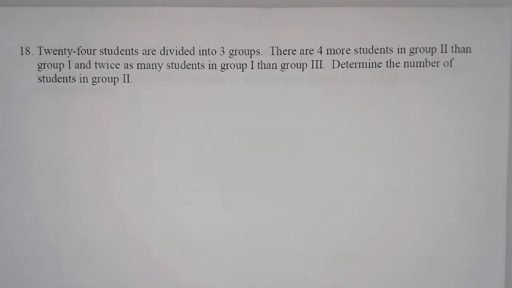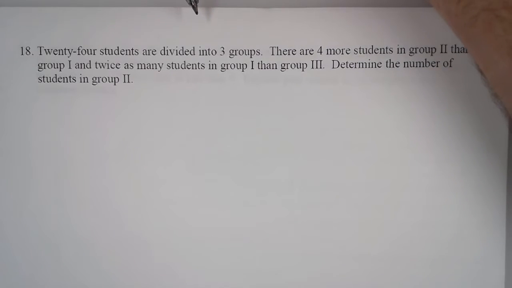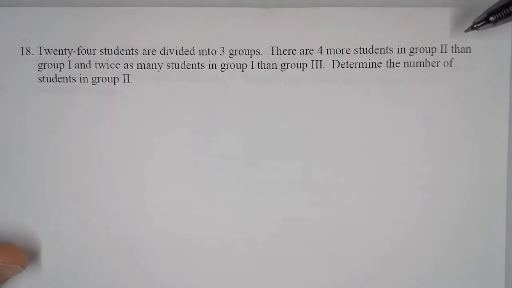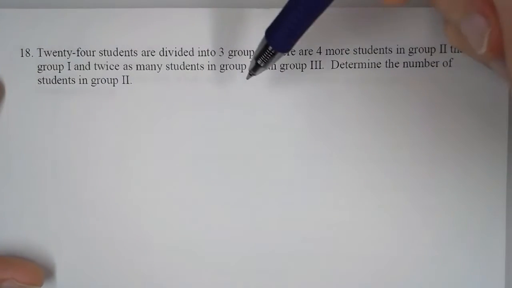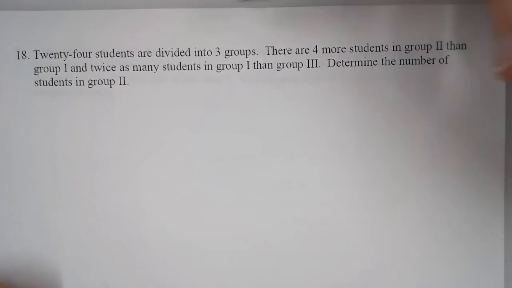In this problem, they give us that 24 students are divided into 3 groups. There are 4 more students in Group 2 than Group 1, and twice as many students in Group 1 than Group 3. So determine the number of students in Group 2.